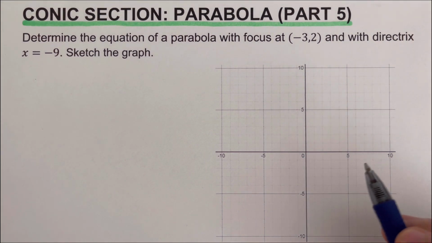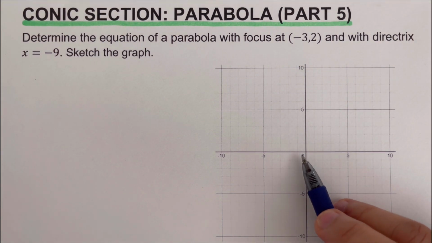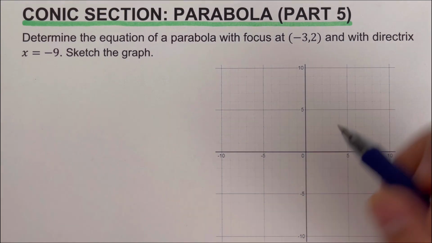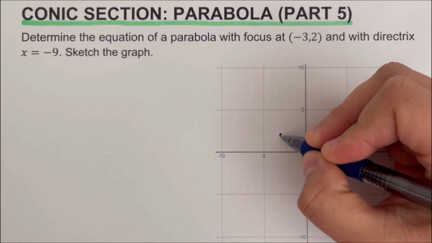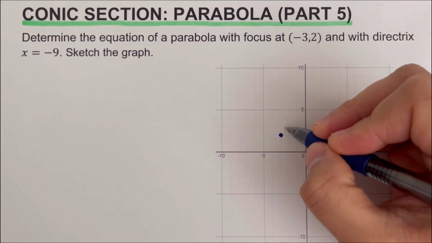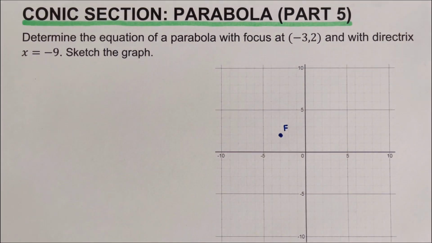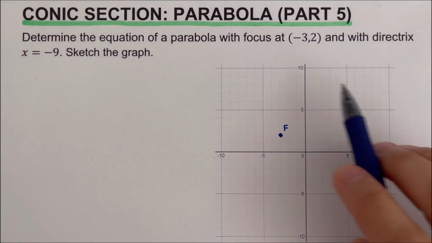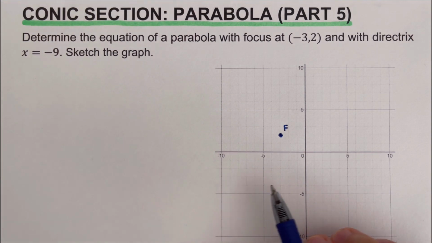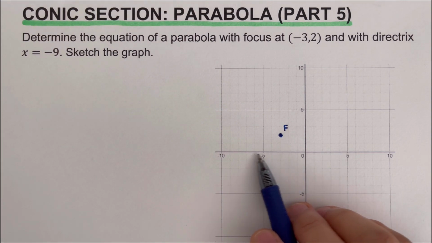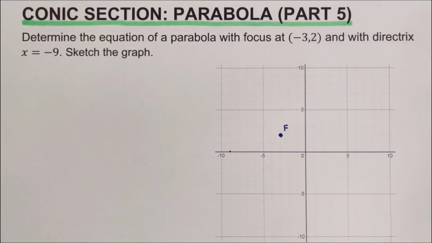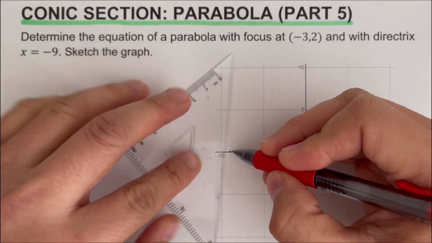So the focus is at (-3, 2), so that's -3, up 2. So this is where the focus is going to sit. So I'm going to label this as focus. And then our directrix is x = -9. So on the x-axis, we go all the way to -9. And we're going to draw the line for the directrix.